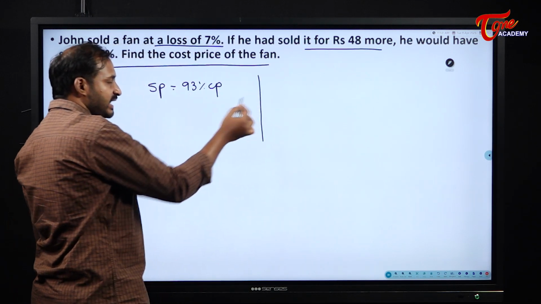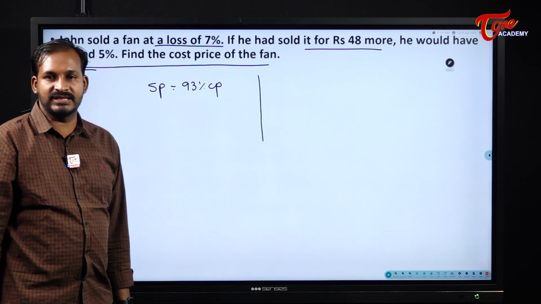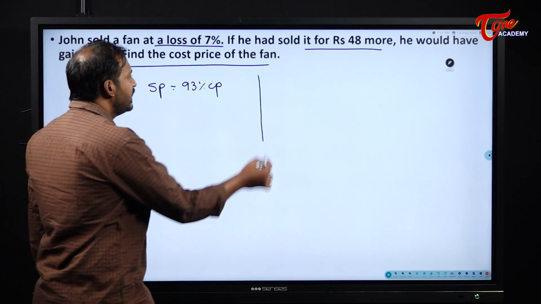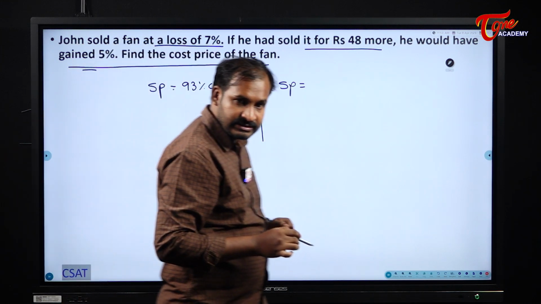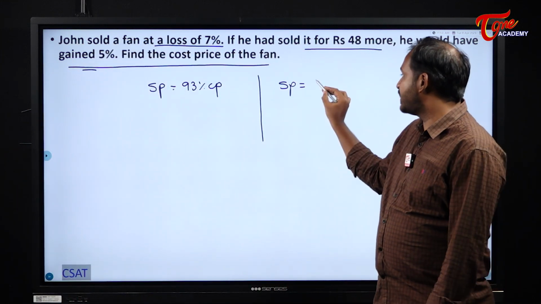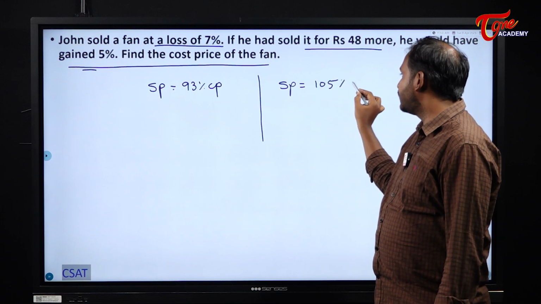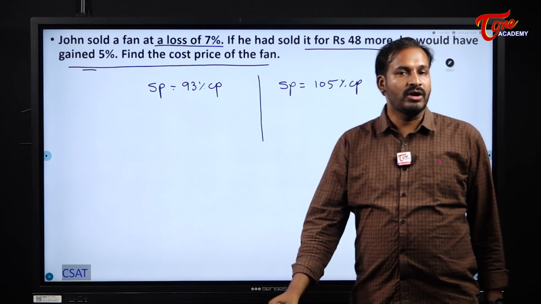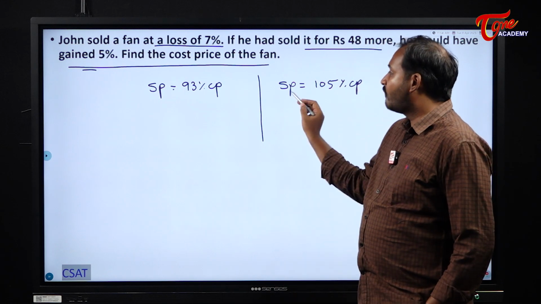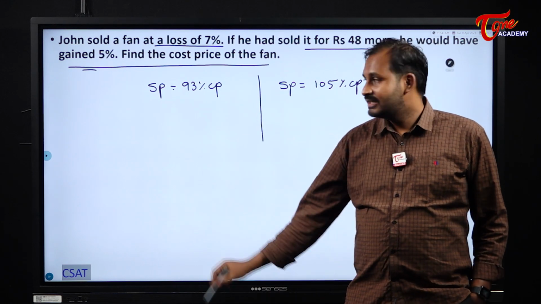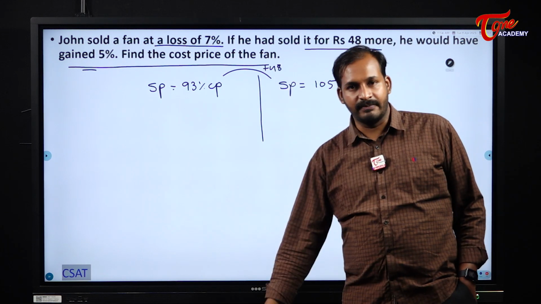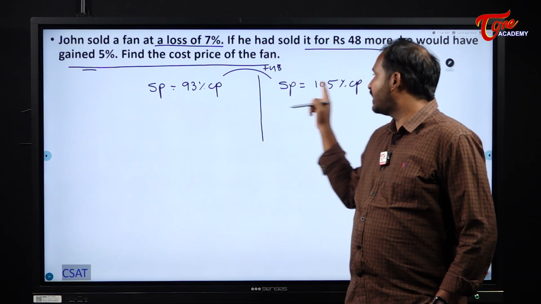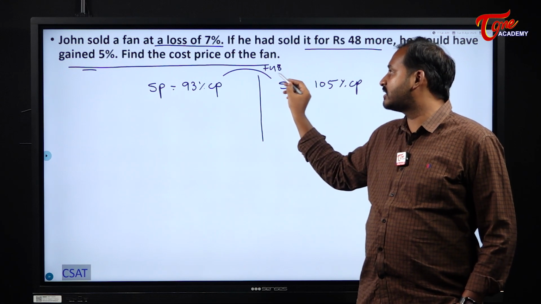That means in the second case, what is the relation between SP and CP, students? In the second case, SP is equal to, in this case, he is gaining 5%. Gaining 5% means what is the relation I can write? 105% of CP. SP is equal to 105% of CP. Now, what is the difference in these two things? An additional of 48, right? That means this value and this value. The difference between these two values is how much?